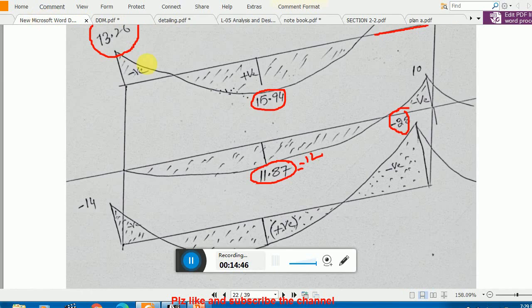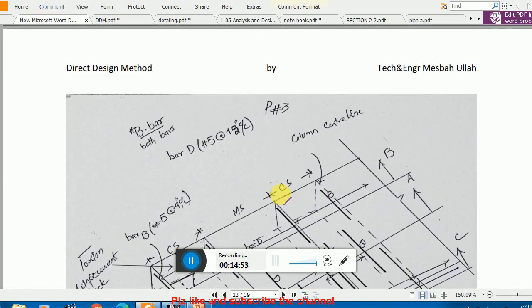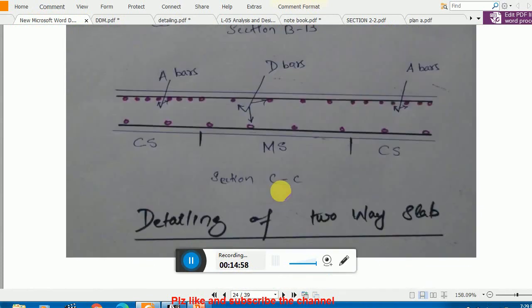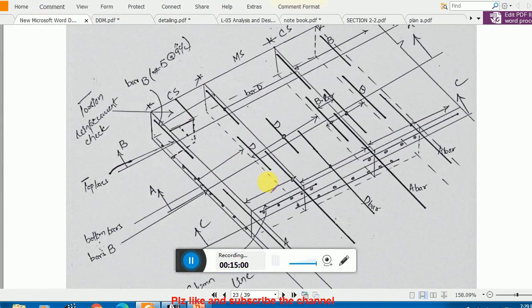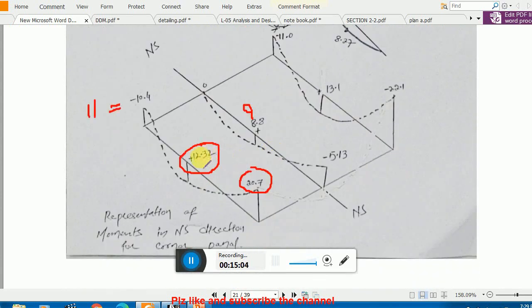Why? Because if we see here, we have 15, almost 12, 16 and 17, and if you see the bar, the demand of movement in this panel in the north-south direction, so you see 12.3 to 8.8. So this means that the amount of positive movement is lesser than in the east-west direction. So this is the reason why we have to place the bars along the longitudinal direction.